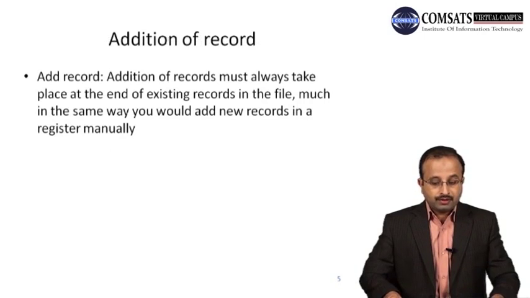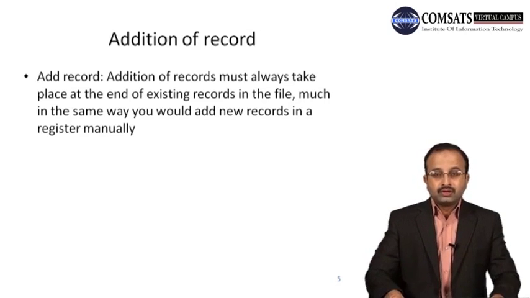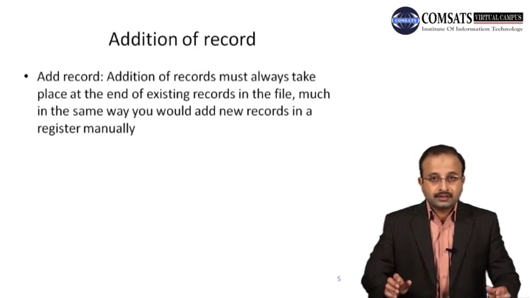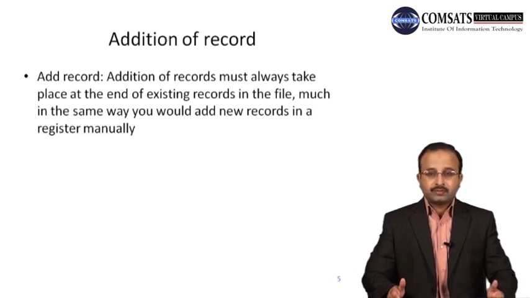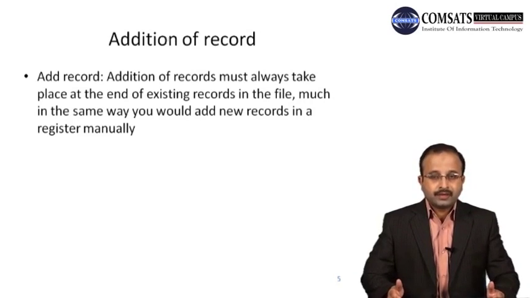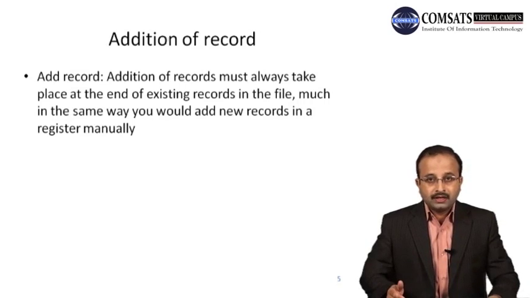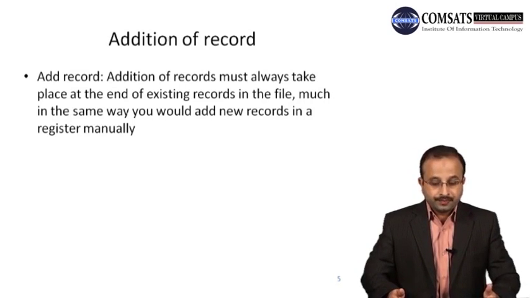So addition of a record must always take place at the end of the existing records in the file. For example, if you open the file, all the contents of the file are placed in the buffer, and the buffer is a place in the memory that contains the file content, and we have a file pointer that points to a structure of type FILE, and within that structure we have a character pointer that points to the buffer where the content of the file is present. And if we want to add something in the file, we have to add at the end of the file.